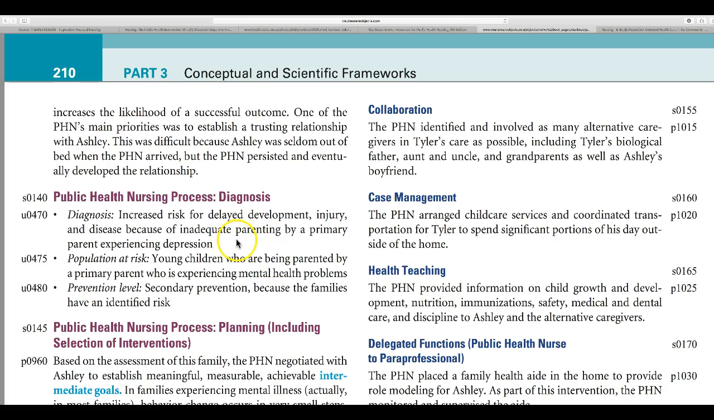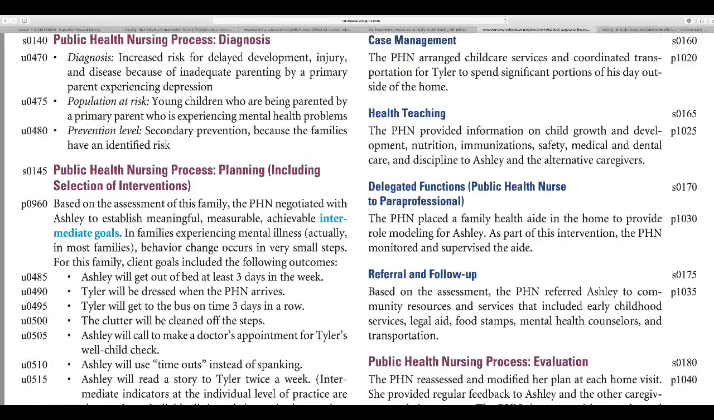Now the diagnosis, right? ADPI. Increased risk for delayed development, injury, and disease because of inadequate parenting by a primary parent experiencing depression. The population at risk is the young child who's being parented by a parent who has mental health problems. The prevention level is secondary prevention because the family has the identified risk. You're not preventing the risk; they already have the risk. Now we want to catch it early and treat it before it becomes bad. So, planning.